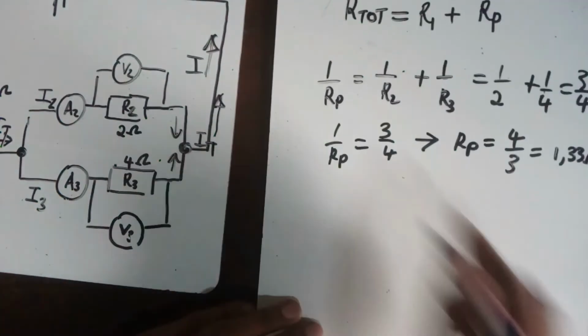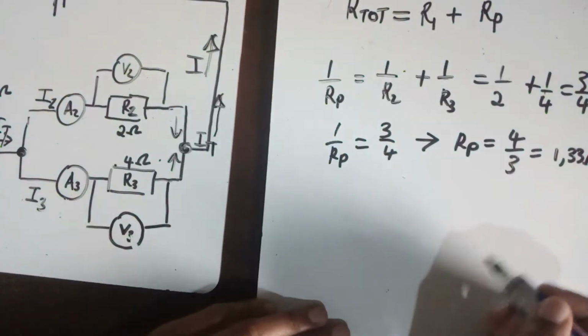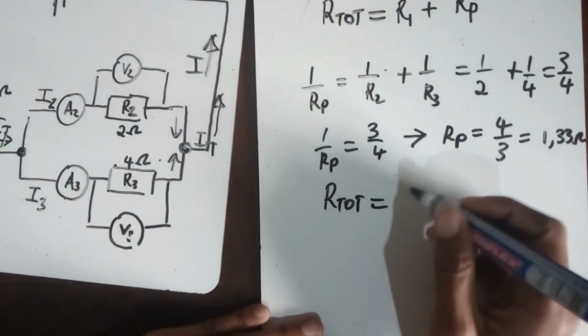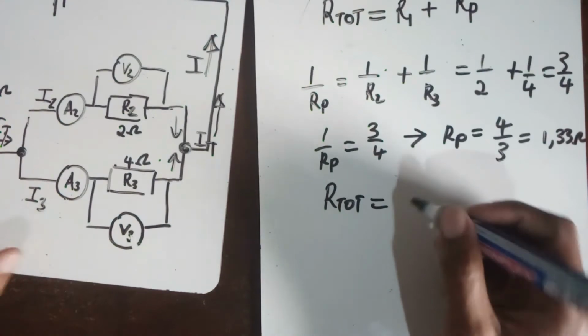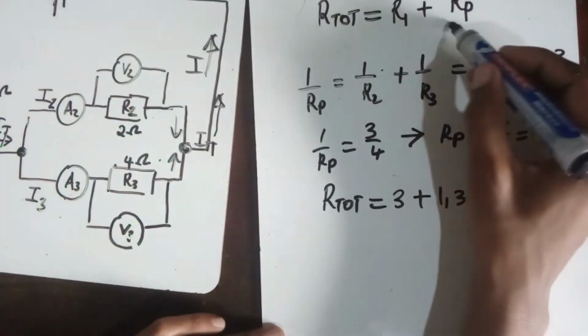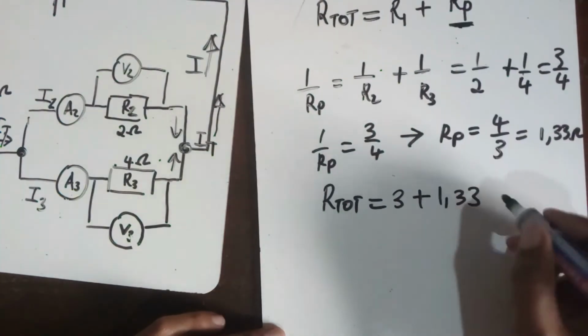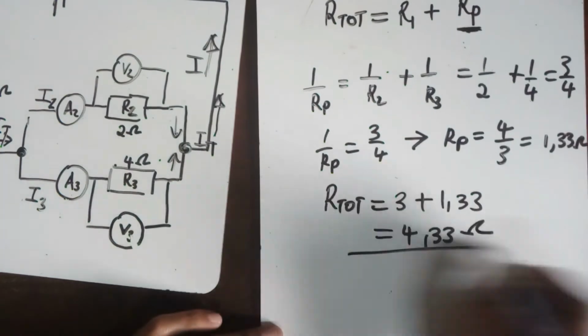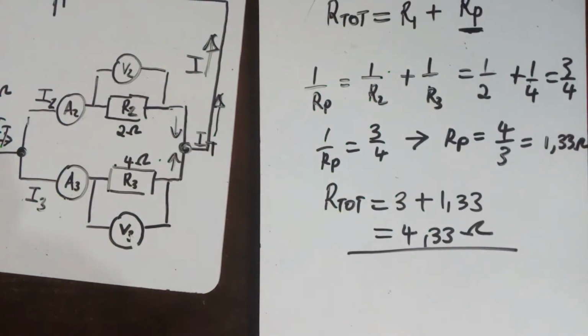Now we substitute RP into our original equation to find the total or effective resistance. R1, the value of which is 3, plus 1,33, which is the value for our resistors that are connected in parallel. This gives us a value of 4,33 ohms. So we have found the answer.